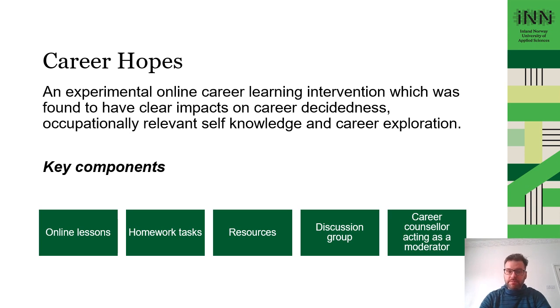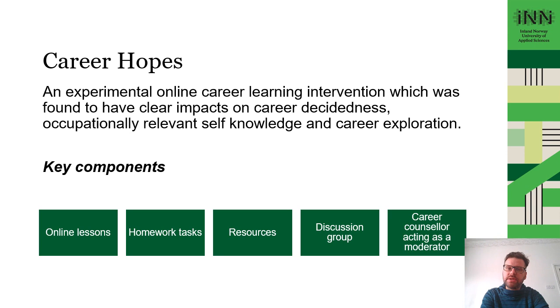So Career Hopes was an experimental online career learning intervention. It's quite a few years ago now, but it's, I think, a really interesting one, and it gives us some really clear evidence. It was found to have some impacts on career decidedness, on students' occupationally relevant self-knowledge and career exploration. And that was done in a kind of randomized control trial sort of way. So different students had different kinds of interventions, and they found that this intervention was the most effective.